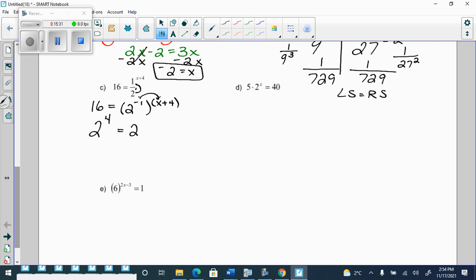And now that your bases are the same, you can set the exponents equal. So 4 equals negative x minus 4. Add my 4 over. 8 equals negative x. Divide by negative 1. And x equals negative 8. And then I can verify it as well. I'm not going to verify it right now.